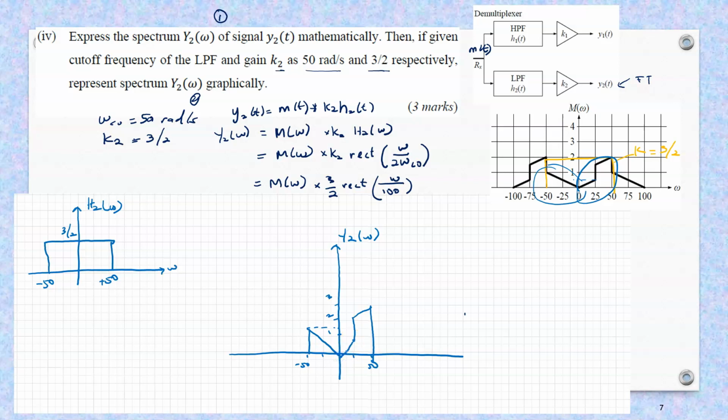Okay, the highest amplitude here reflects the gain given here. All right, and I think that's it. So this is the answer for y2 omega. Basically, we have answered this final year question from question number 1.